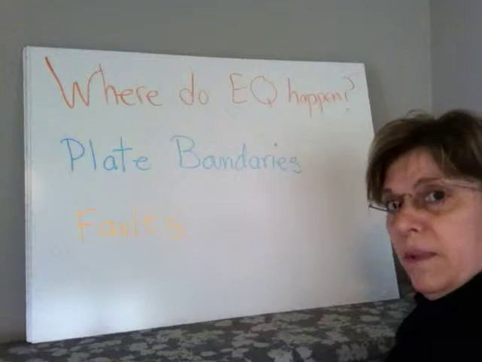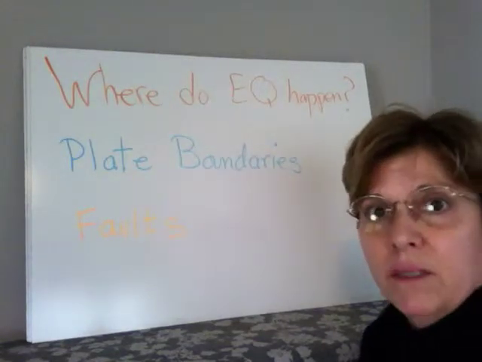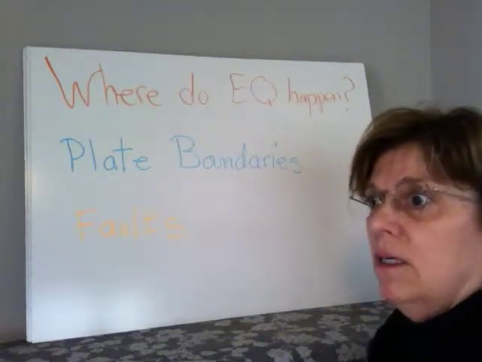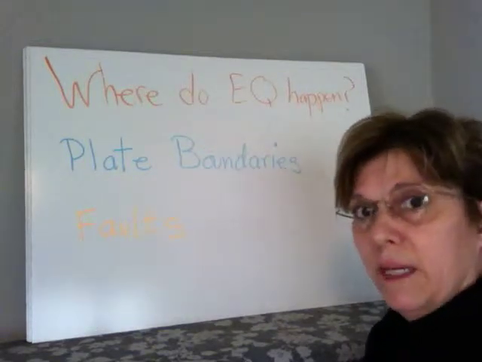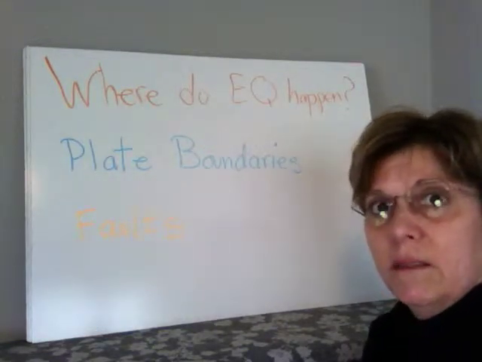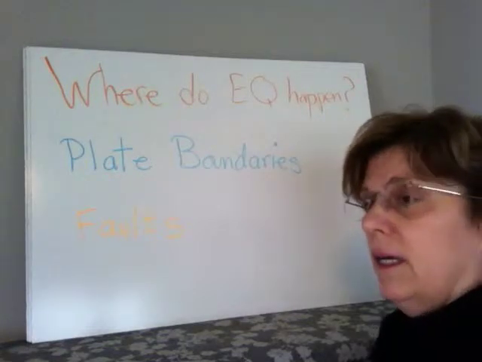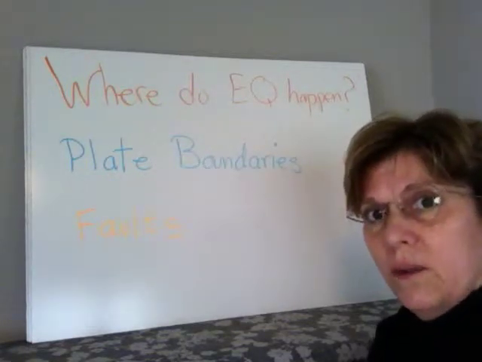Where do earthquakes happen? They happen at plate boundary lines. So for instance, the boundary line between the North American plate and the Pacific plate. You'll have those plates subducting under each other, and that subduction causes earthquakes to occur.